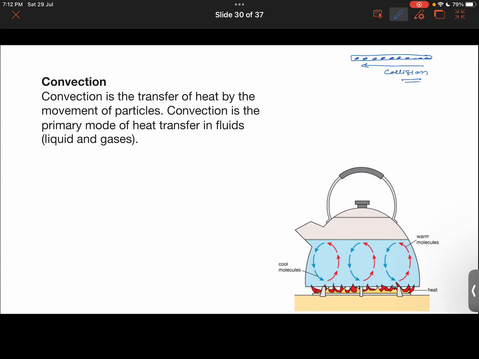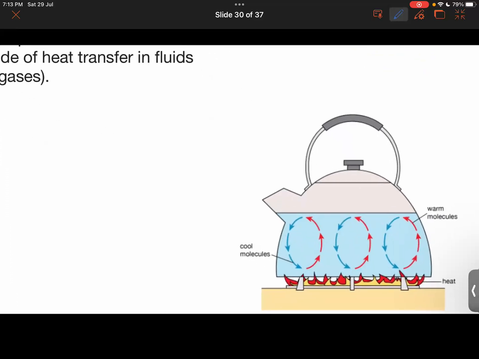Let's see what happens in convection. We are boiling some water here. Look, when we are heating the water in this utensil, what happens? Anything that is hot is going to rise up. Hotter particles are lighter in weight, and they tend to rise up. And cold particles are heavier.